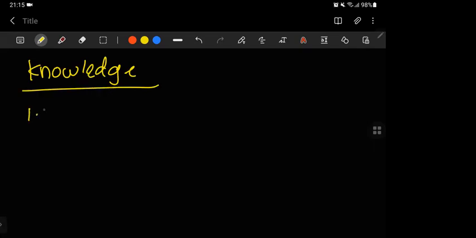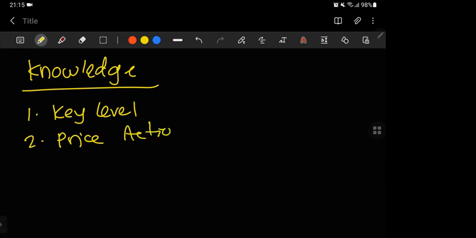Knowledge. So we have three: key level, price action, and multi-time frame.